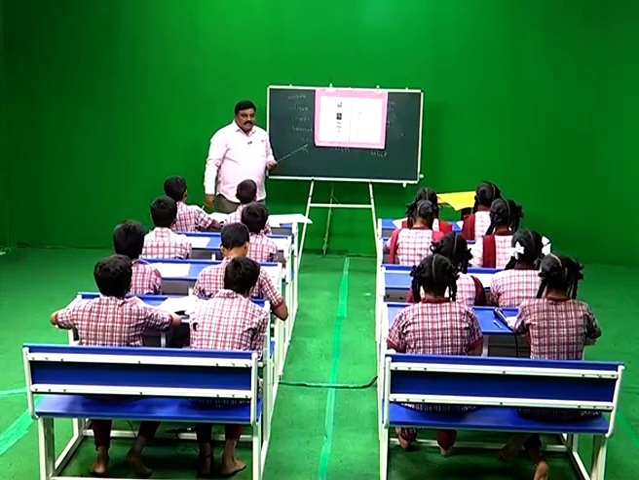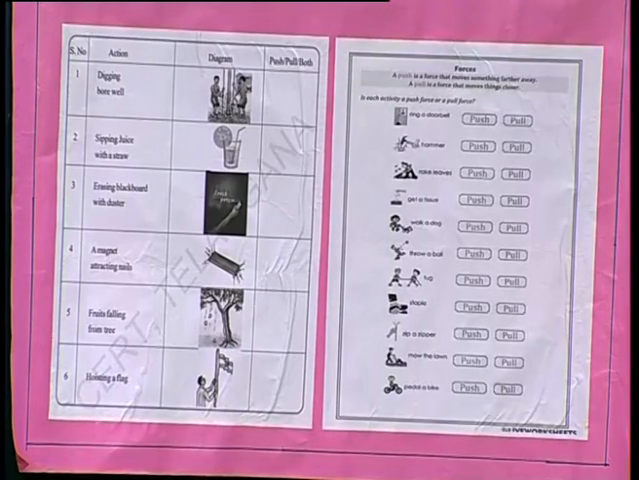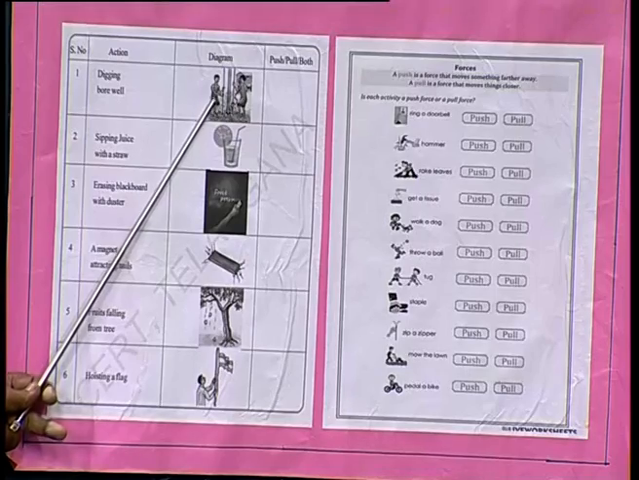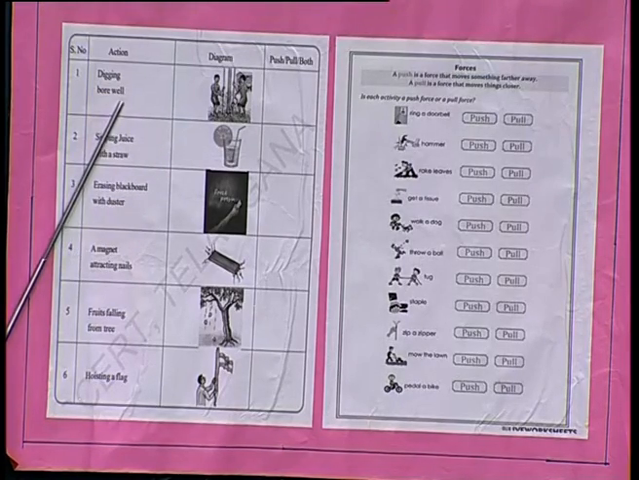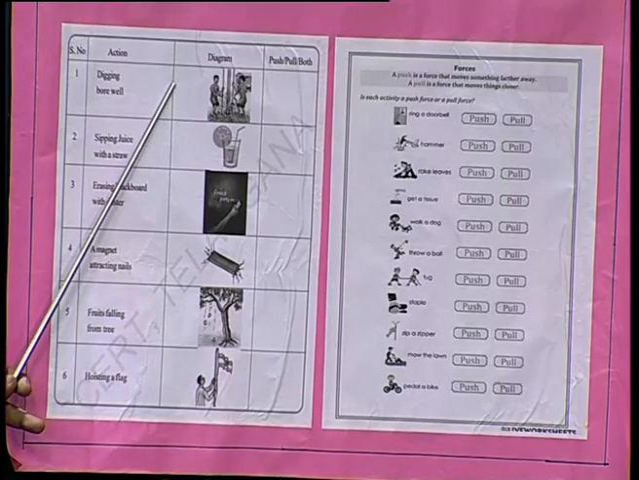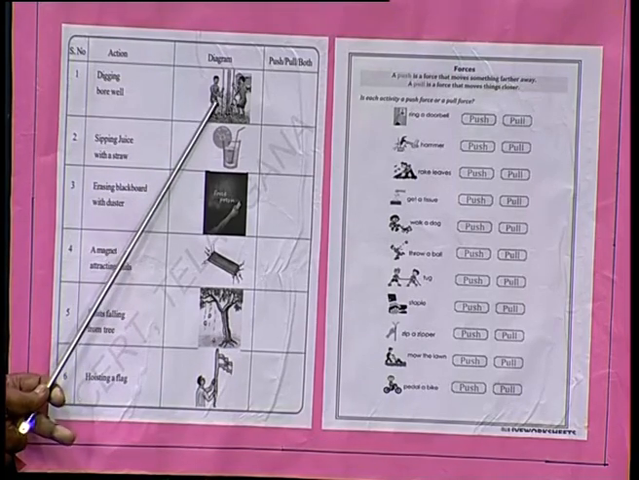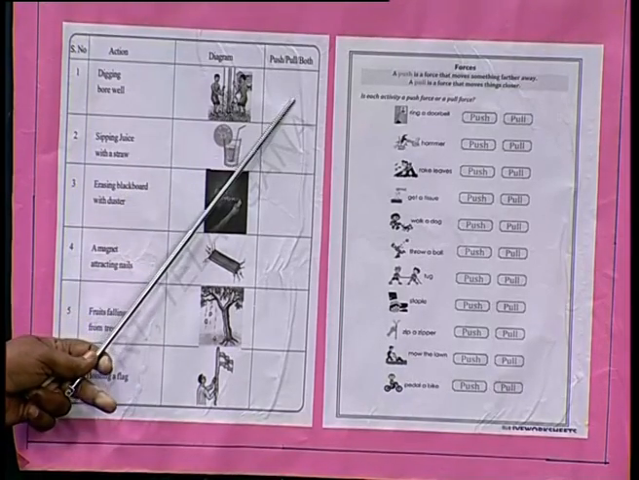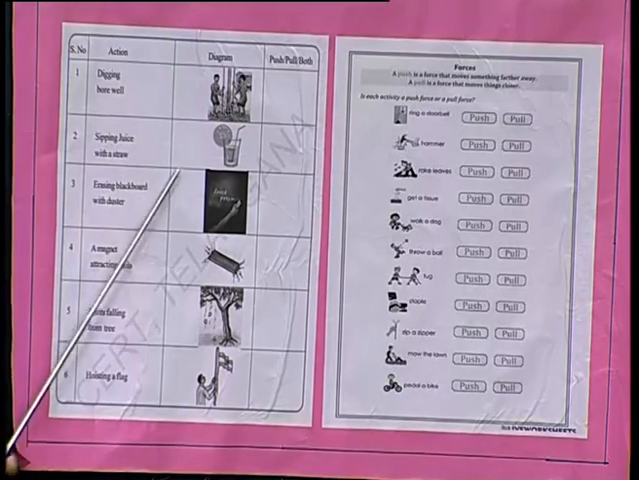So we have already discussed about push and pull as a part of the force. So what is he doing here? What are they doing? Pushing and pulling, sir. No. What are they doing? Digging the borewell. Digging the borewell means what are they applying? Push or pull. Both. Force they are applying. So here they are pushing the pipes and they are pulling the pipes. That's why here what will come? Both.